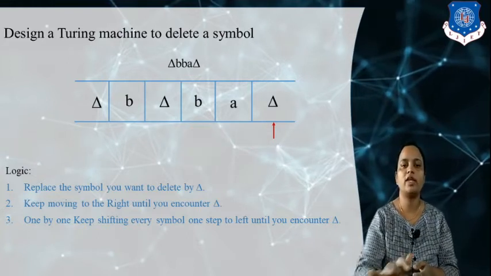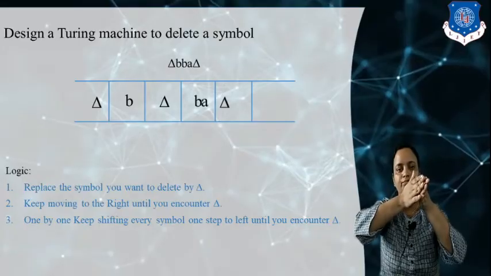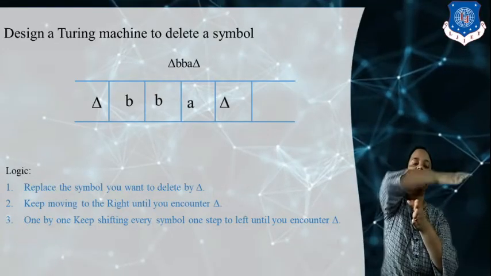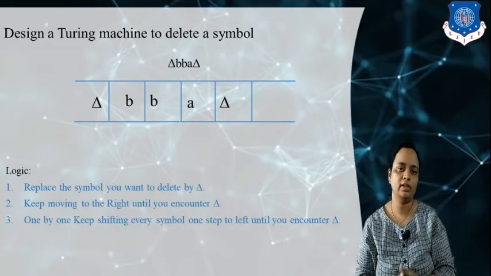So likewise we can perform the shifting. You can see over here, delta is shifted over here. Now A is shifted, now B is shifted. So my output string will be B B B A.